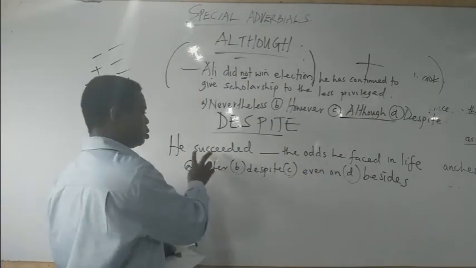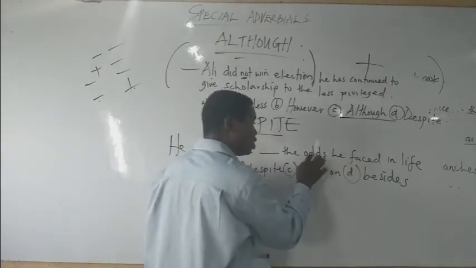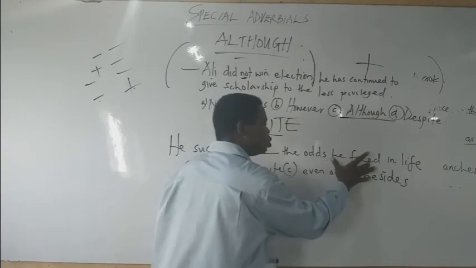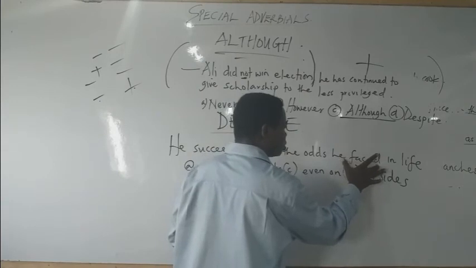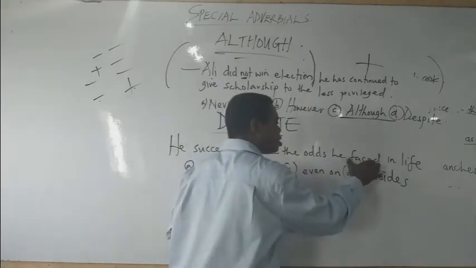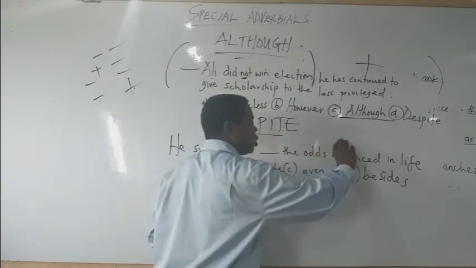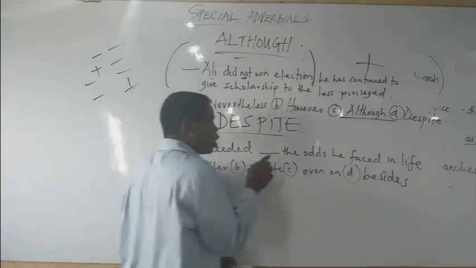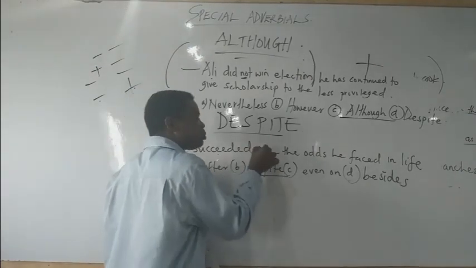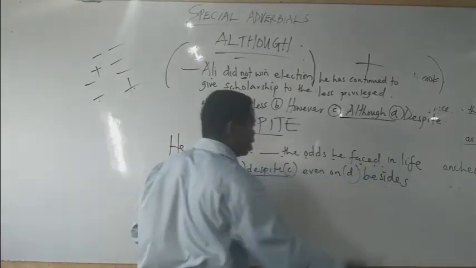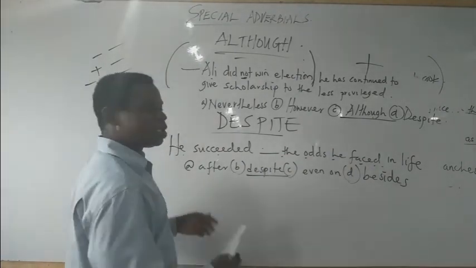Look at it. He succeeded, dash, the odds he faced in life. Meaning, odds there means problems. This person shouldn't have succeeded. Why? He has some problems that he's facing. So despite his problems, he still succeeded. So when an action occurs against one's expectation, what we use in that instance is despite. So he succeeded despite the odds he faced in life. Take note. That is the correct answer in that instance.